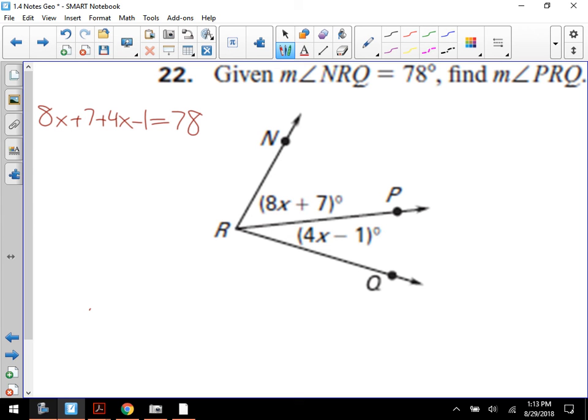Algebra-wise, from here is pretty quick. Combine your like terms on the left-hand side. What's 8x and 4x? 7 minus 1. Two steps from there. What do you got?